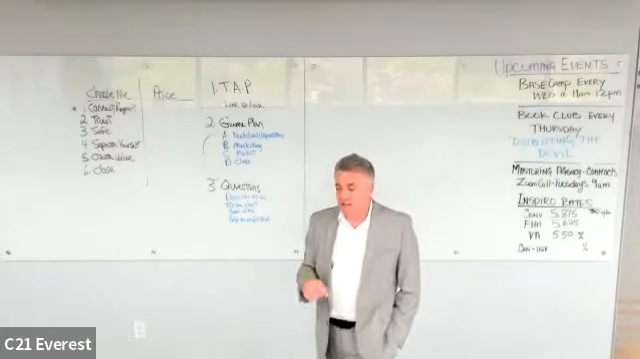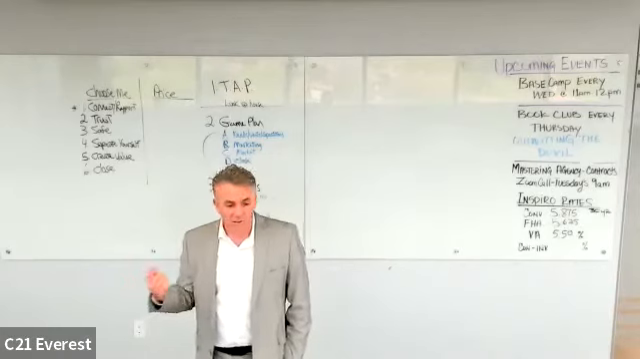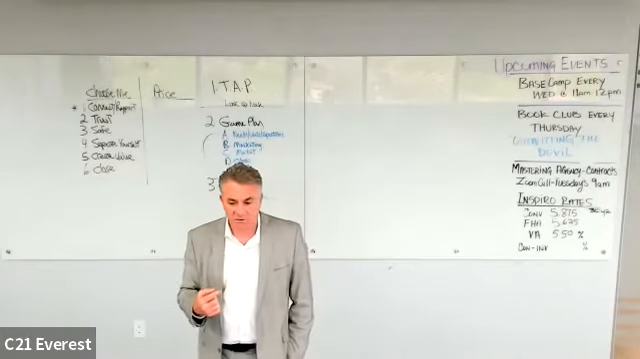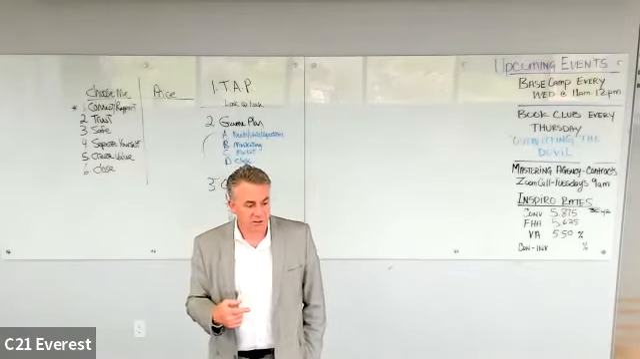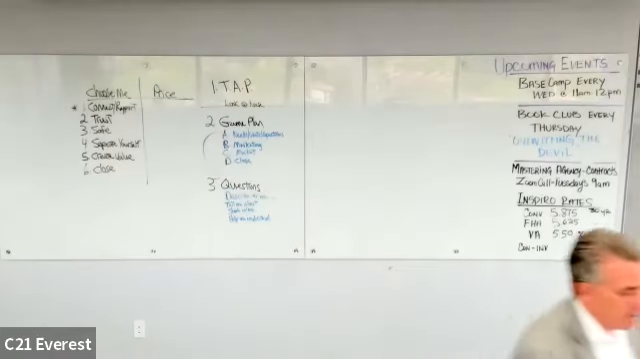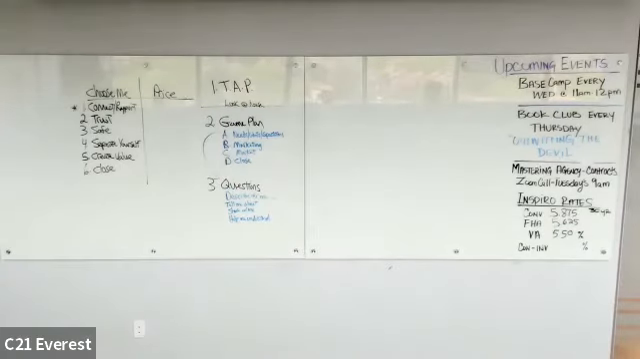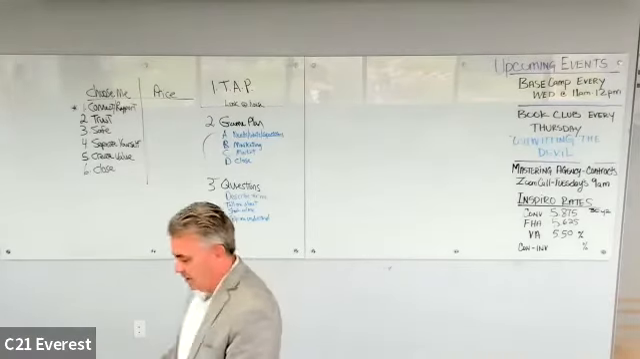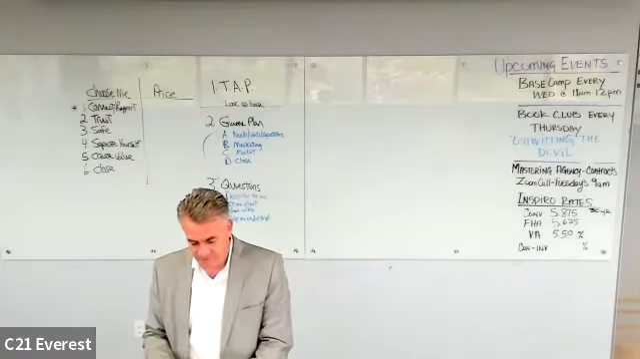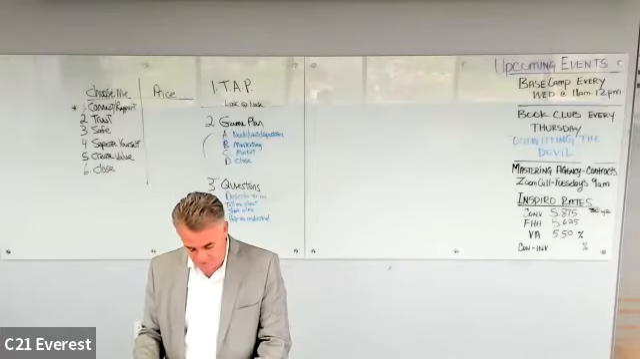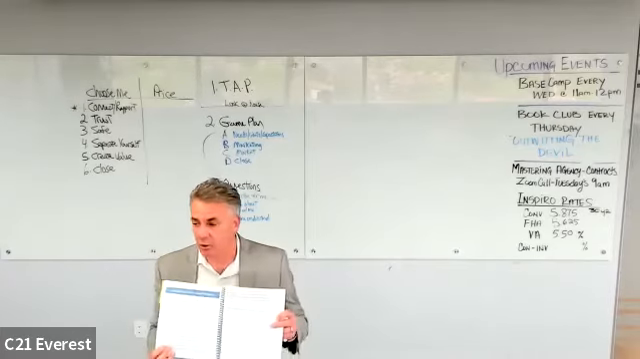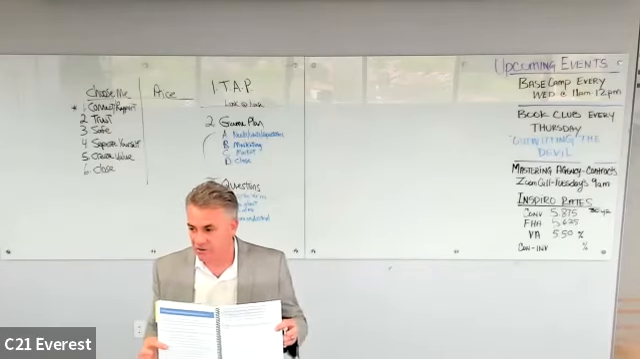Now, inside of your script book, does anybody happen to have one here with them? You do have yours? Can I borrow it real quick? All right, good. So inside of your script books, it's on page 43, has 21 questions for the listing presentation.